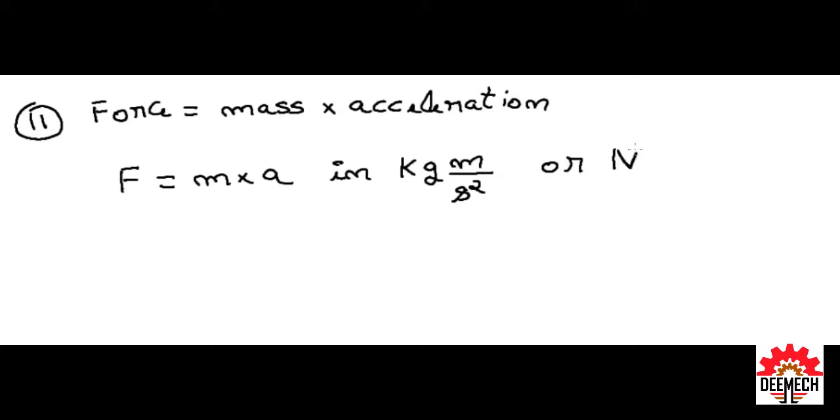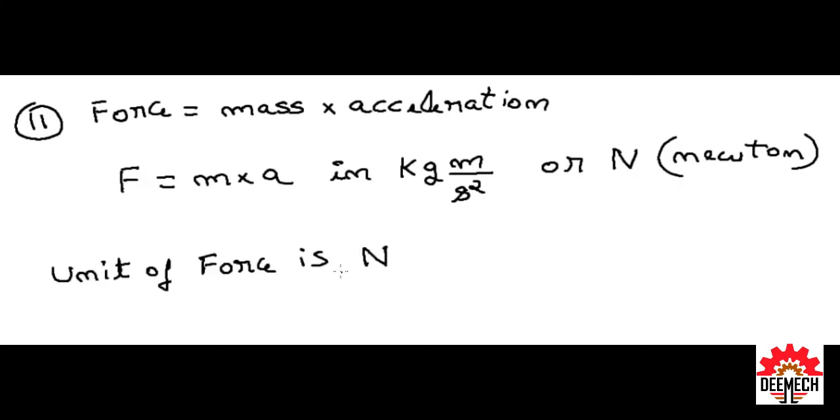Newton is denoted by capital N. Basically the unit of force is Newton. 1 Newton is the force when it is acted on a mass of 1 kg, it will travel with a uniform acceleration of 1 meter per second square. By this definition, we can write 1 Newton is equal to 1 kg meter per second square.